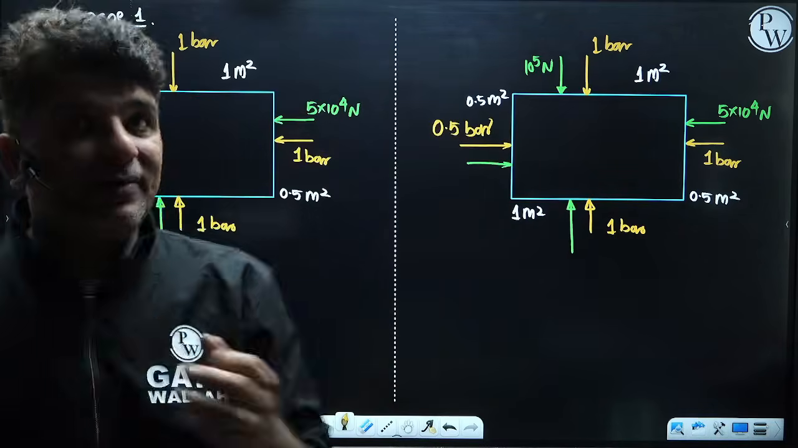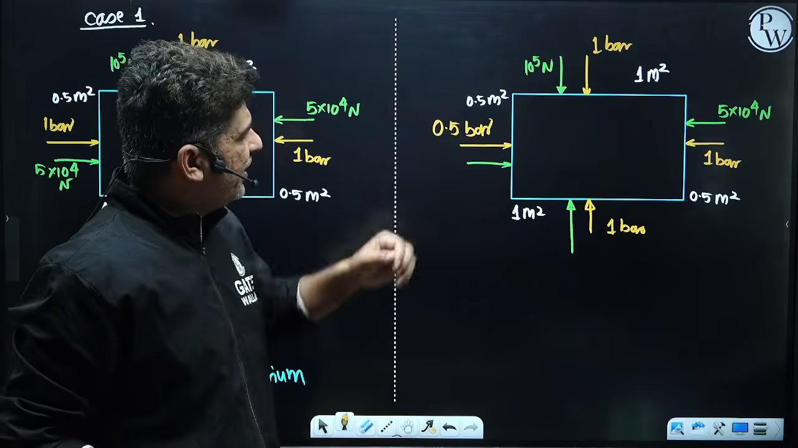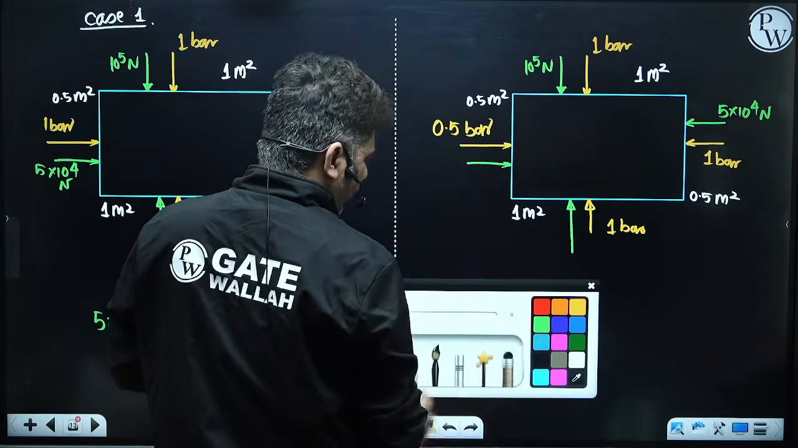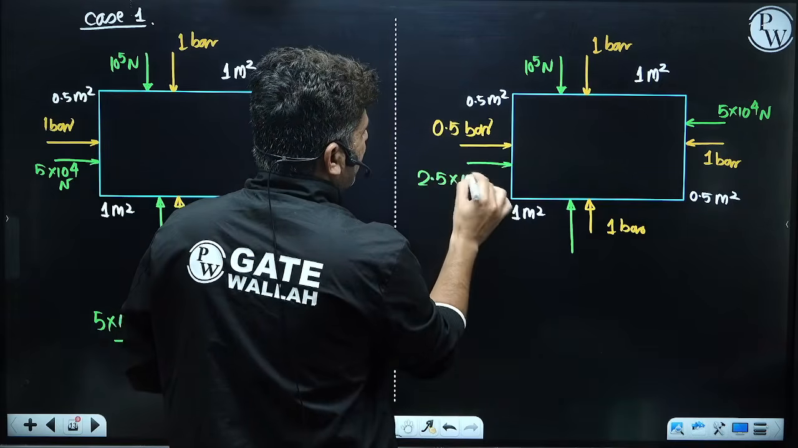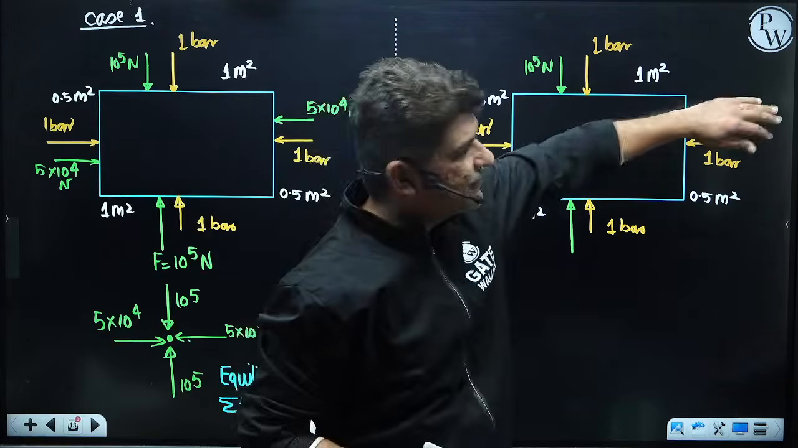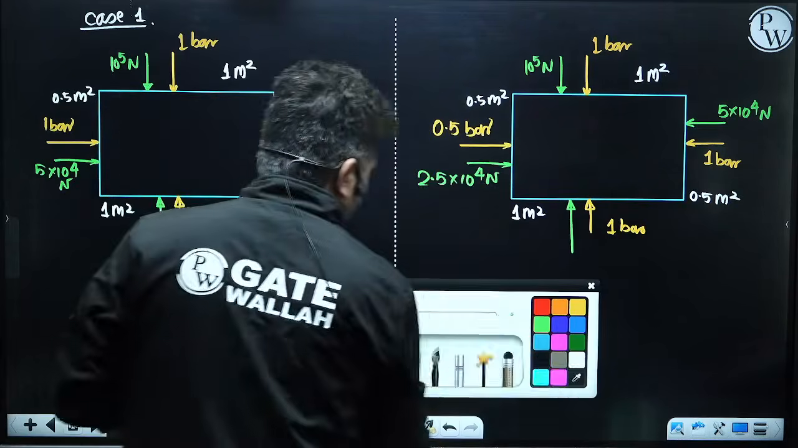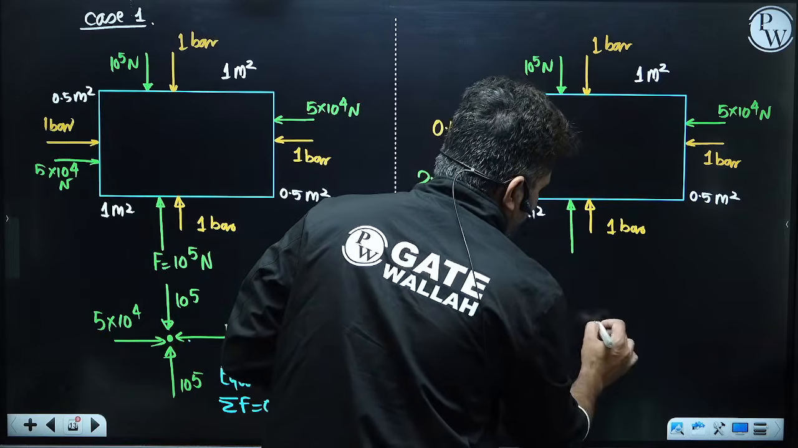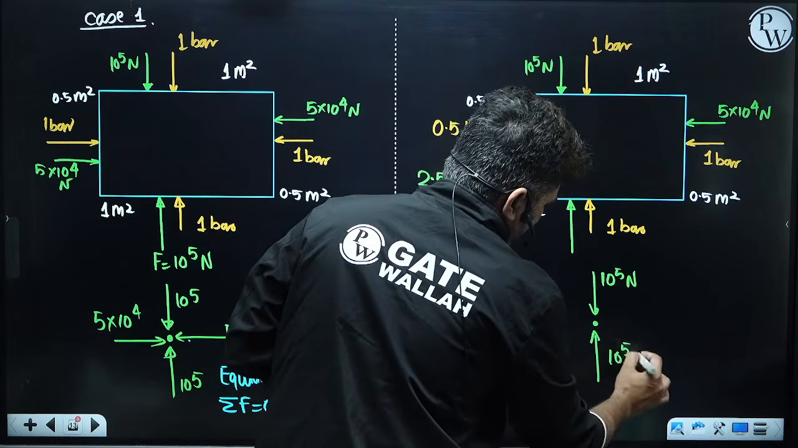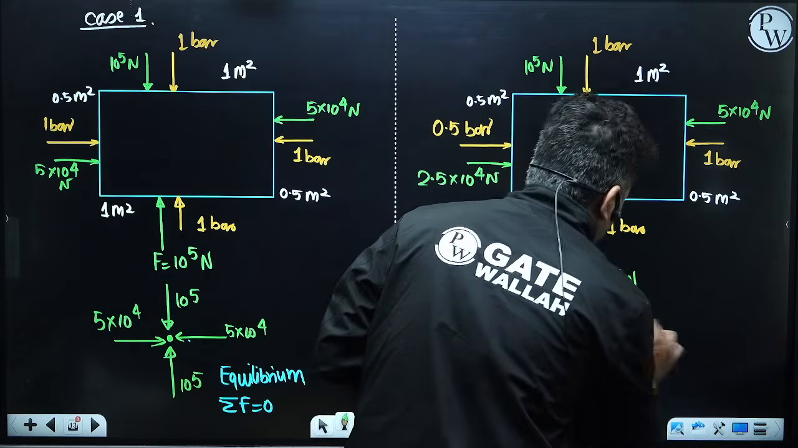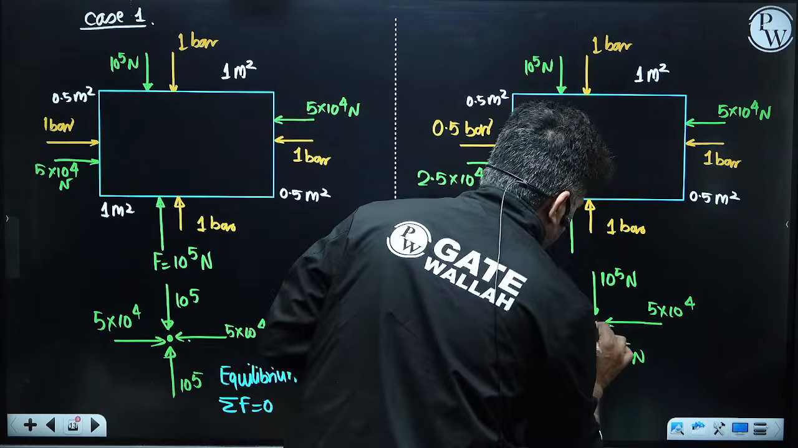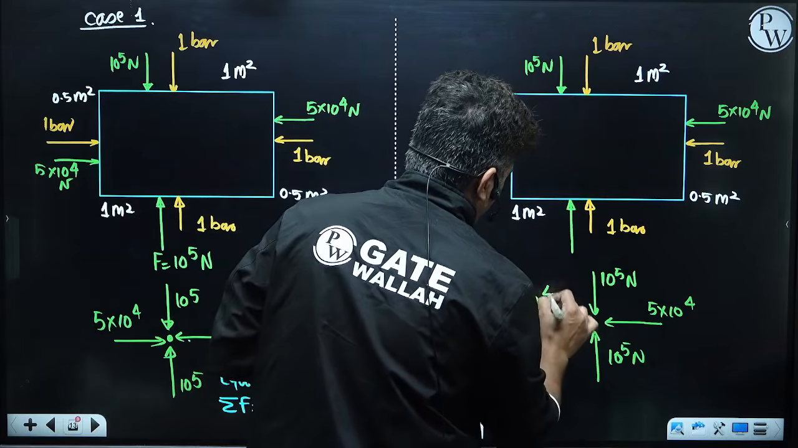Now, can anybody tell me what will be the force applied over here? The force applied over here is 0.5 bar into 0.5 meter square, that is 0.25 or 2.5. The force over here will be equal to 2.5 into 10 raised to power 4 Newton. So here the force is 2.5, here the force is 5. Now if you see the net resultant of all the forces on this object, there is a 10 raised to power 5 Newton acting from the top. There is a 10 raised to power 5 Newton acting from bottom. There is a force which is acting from the right, that is 5 into 10 raised to power 4. And there is a force which is acting from this side, that is 2.5 into 10 raised to power 4.